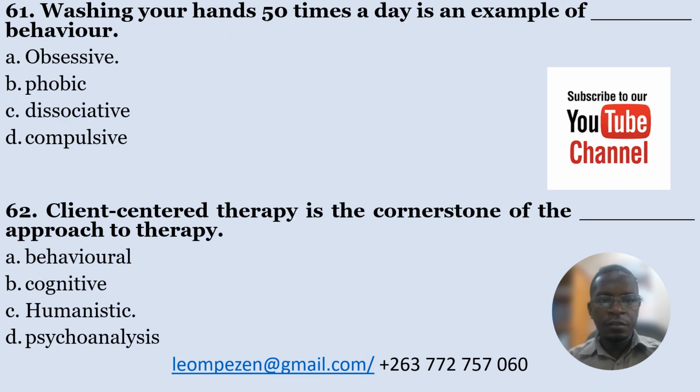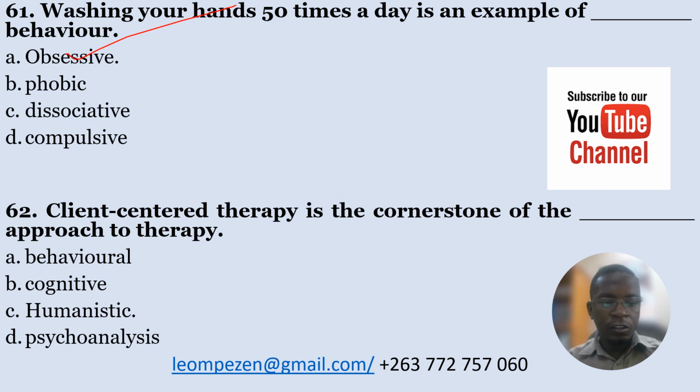Washing your hands 50 times a day is an example of dash behavior. A, compulsive, B, phobic, C, disassociative, D, compulsive. Washing your hands 50 times a day is an example of obsessive behavior.